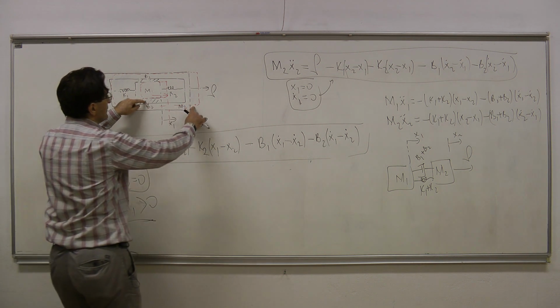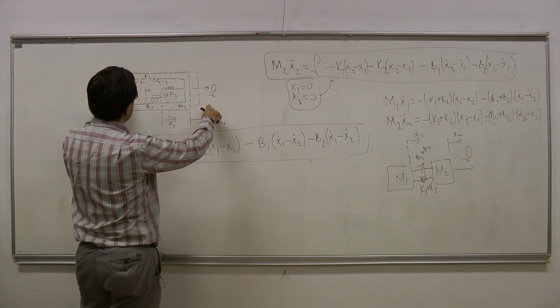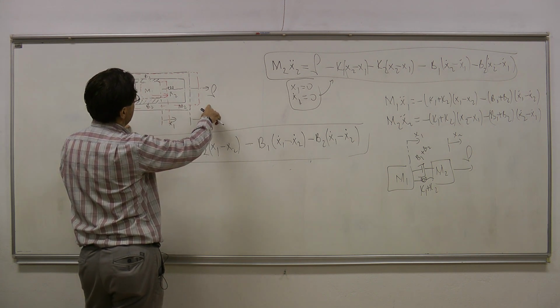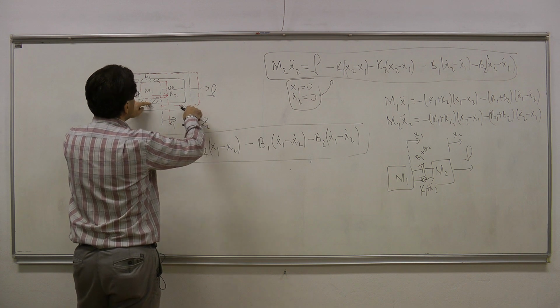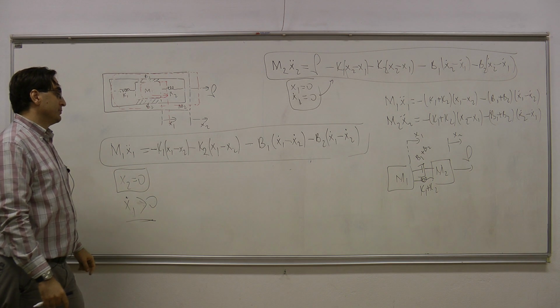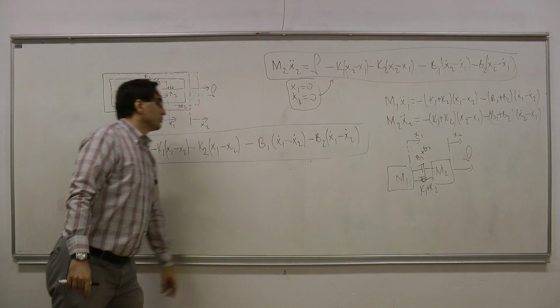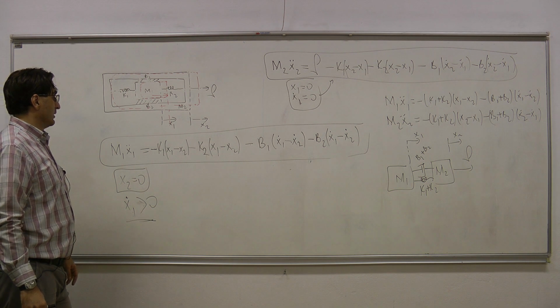If both of the masses are moved by the same amount, then the springs won't be effective anymore. And if both of the masses move with the same velocity, then the friction would not be effective. So then these forces should actually disappear.